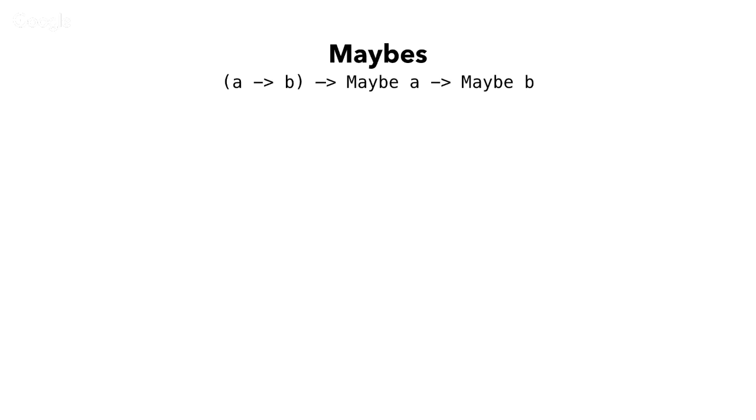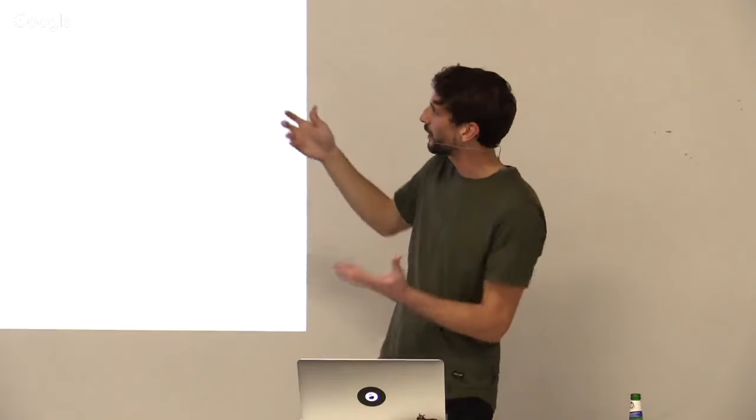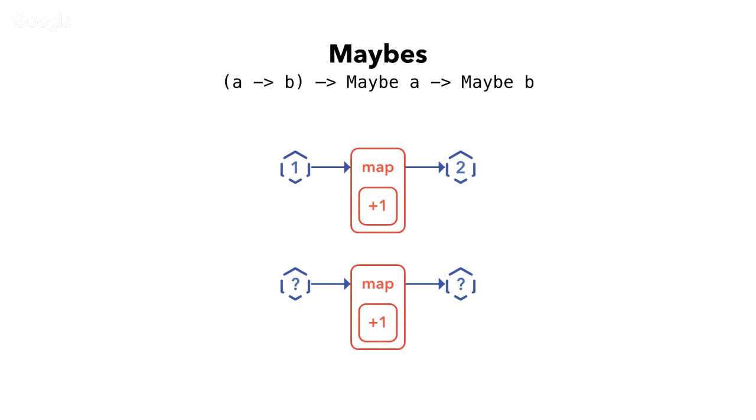We don't only have to map collections. Another data structure that we can map on is a maybe. A maybe is two cases. You've got either a nothing or you've got just of something. So Maybe A is either going to be nothing or it's going to be just an A. So we can look at mapping those two things.